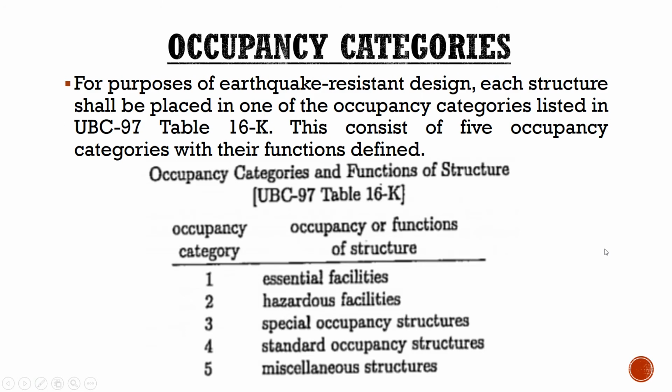The next is the occupancy categories. So this is for the purpose of earthquake resistant design. Each structure shall be placed in one of the occupancy categories listed in the UBC 97 table 16-K. This consists of 5 occupancy categories with their functions defined: essential facilities, hazardous facilities, special occupancy, standard occupancy, or miscellaneous occupancy.